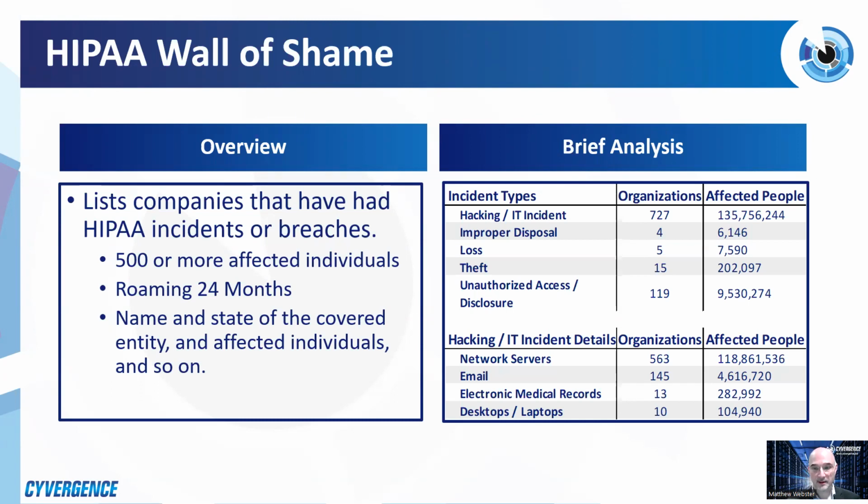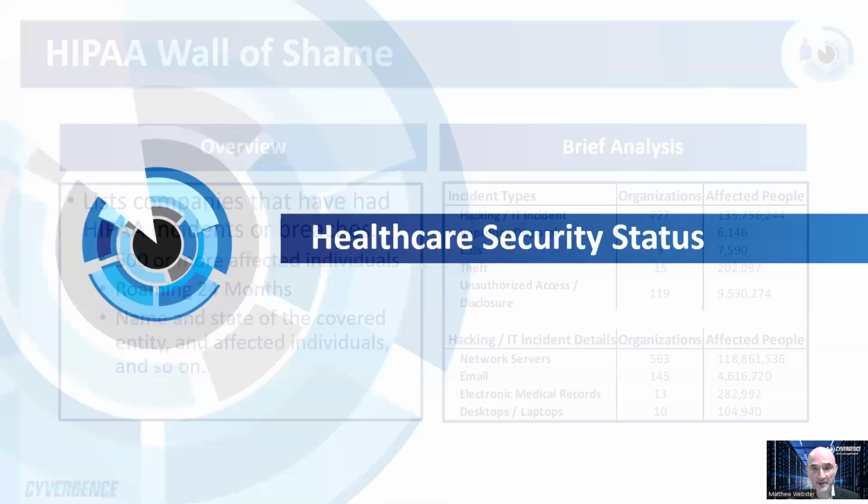There's EMR, electronic medical record systems. That was only affected by 13 organizations, but it is something that's important. So roughly 7 organizations are affected by that. And then desktops or laptops, sometimes the information is there on those types of systems. Luckily, it's only affected 10 organizations, but it's still affected more than 100,000 people. So this is just to give you a little bit of a background of what's going on from that perspective.